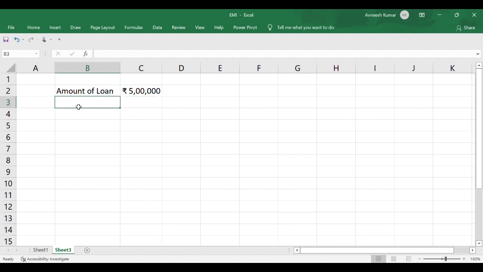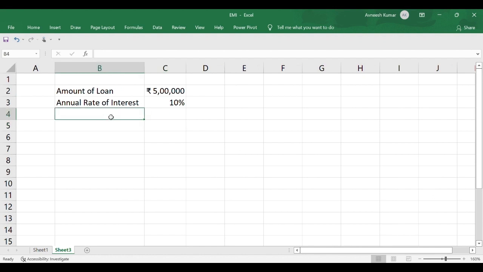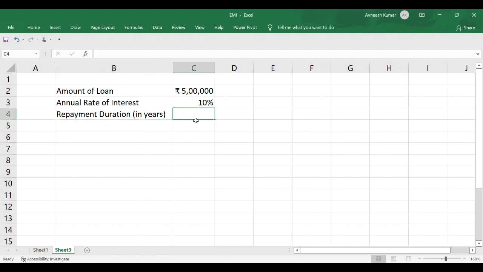Thereafter, amount of loan, we have annual rate of interest. Annual rate of interest we can assume, just take for example 10%. After that, repayment duration, like how many years it takes to repay the loan. So repayment duration in years. So we enter it. We enter 5 years. In 5 years all the loan is repaid back.